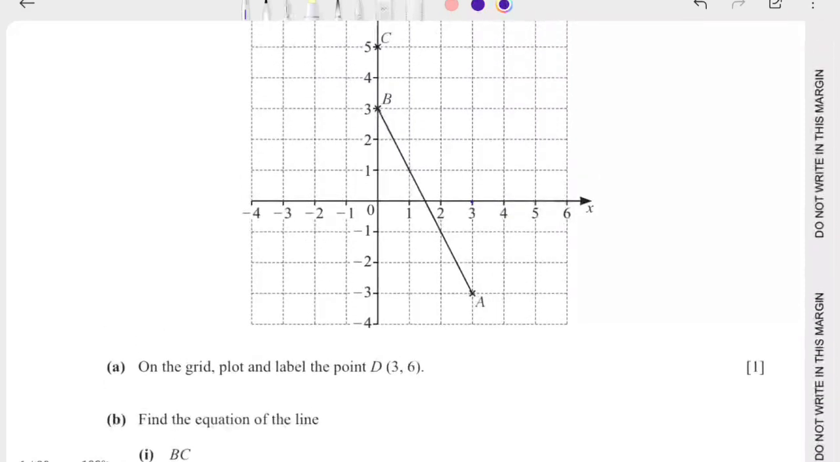Find the equation of line BC. As you see, your line is vertical, and it is on the y-axis, where the value of x is always 0. So the equation of the line would be x is equal to 0.